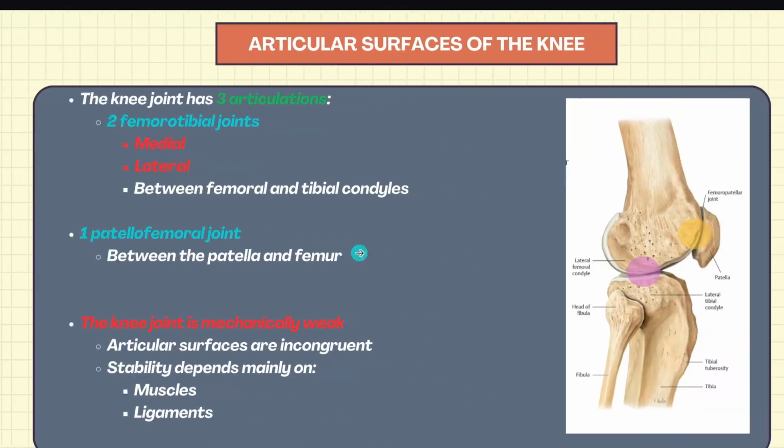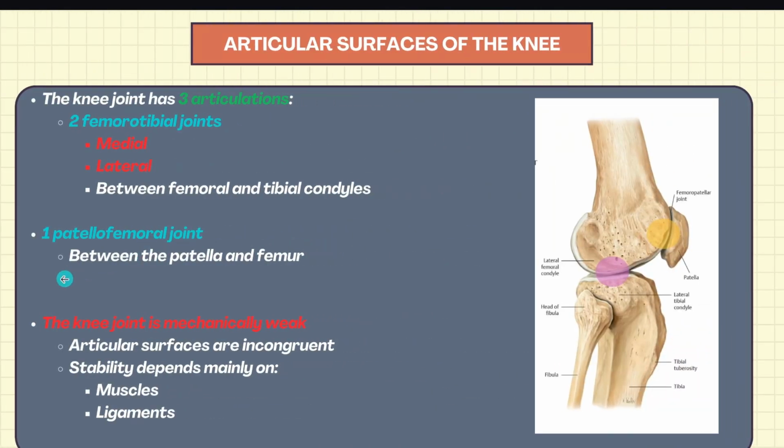Okay. And then we're gonna have another joint, 1 patellofemoral joint, forming between the femur and the patella. The knee joint is mechanically weak. Yes, as you can see here in the photo, the joint looks weak, like it could easily break. That's why you have so many ligaments and muscles which help keep this joint stable.